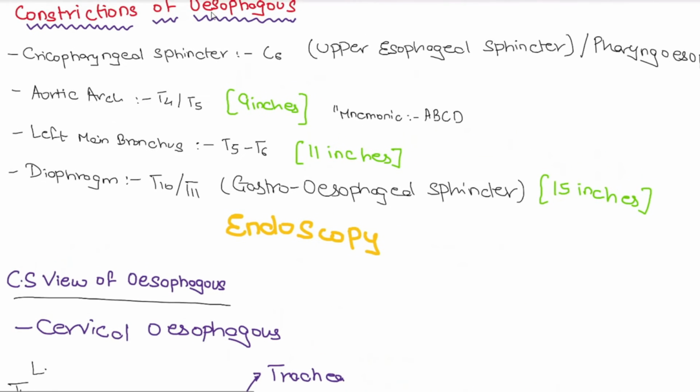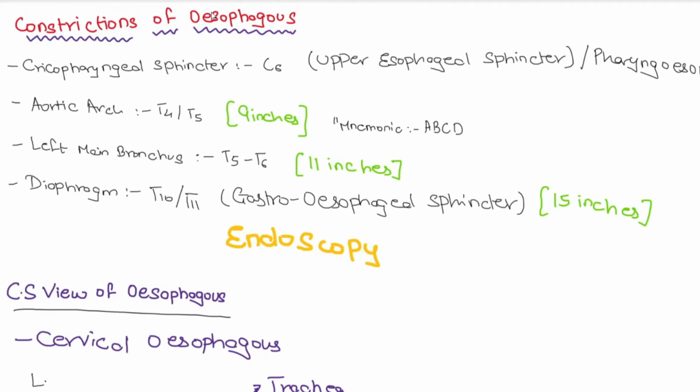Now, moving ahead, the esophagus has four constrictions in it. The first one being the cricopharyngeal sphincter, the second one being at the level of the aortic arch, the third one present at the left mainstem bronchus, and the fourth one present at the diaphragm.